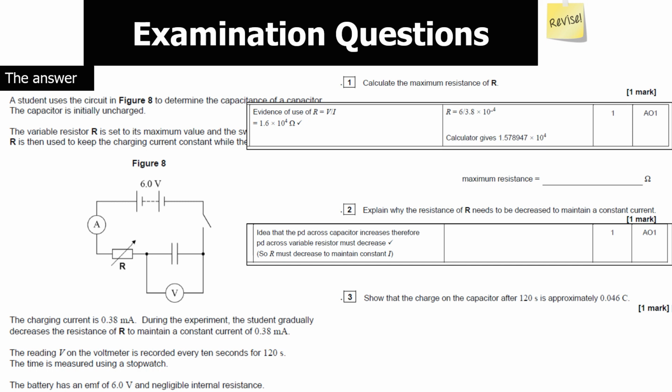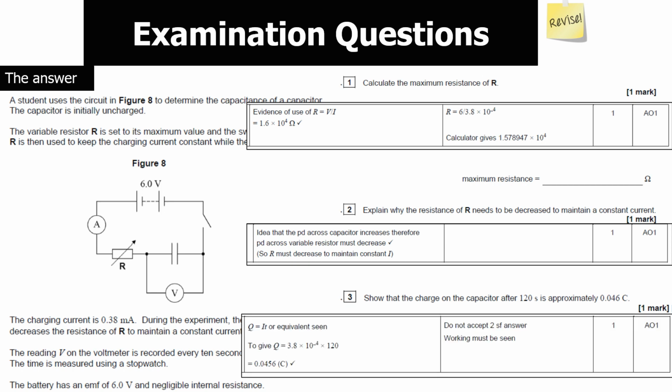Now, in this last one, we've been given the current and the time. So the obvious thing to work out is the charge, by doing Q equals It. We know that milli means 10 to the minus 3, so it's 3.8 times 10 to the minus 4 multiplied by 120 seconds to get 0.0456 coulombs.